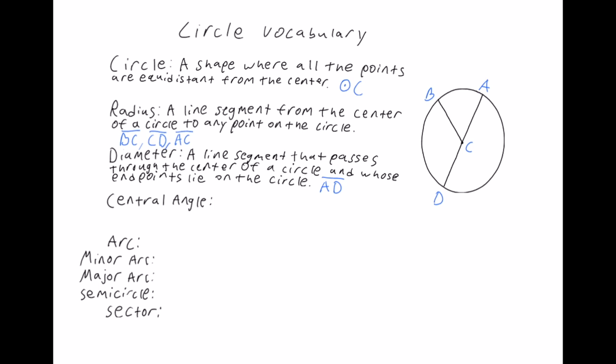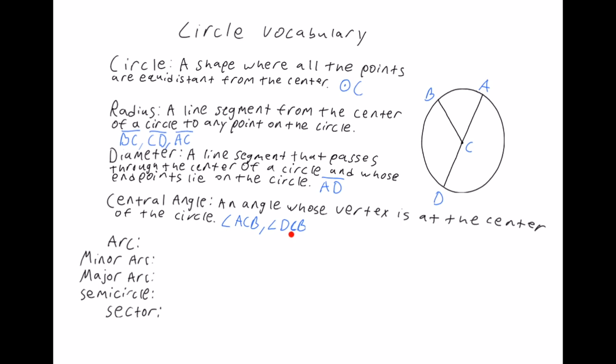A central angle is an angle whose vertex is at the center of the circle. So, see here, there's an angle at C. So this angle here and this angle here are both central angles. And you name those just like you name any other angles, with 3 letters and the vertex in the center. So ACB and DCB. Technically you could have ACD as well, but that's just a line which is 180 degrees.